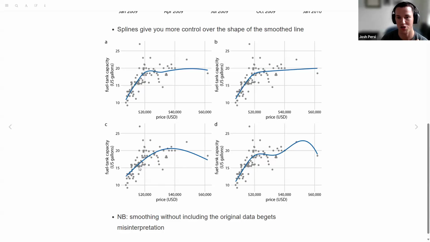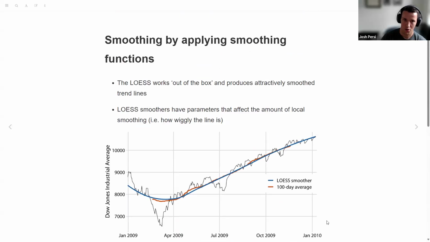And there's no way to assess how well that smooth line fits the data unless you were to provide additional model fit statistics, but even those can be misleading, as shown by Anscombe's quartet. Okay.